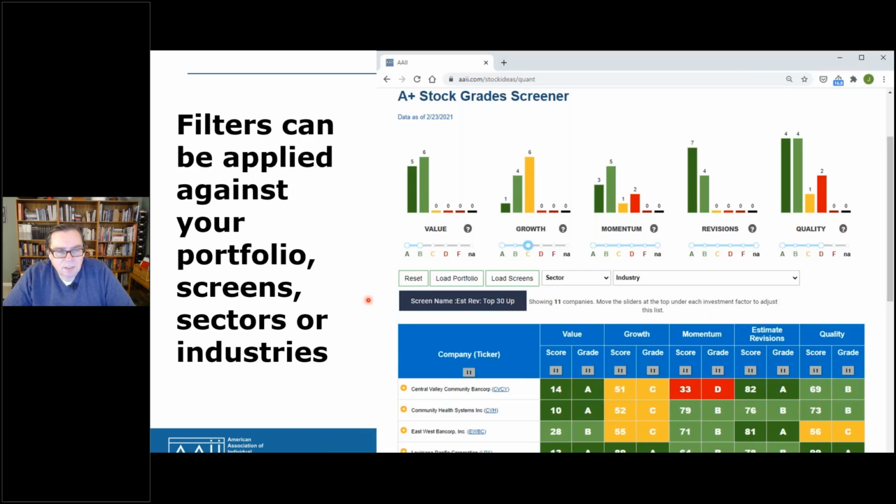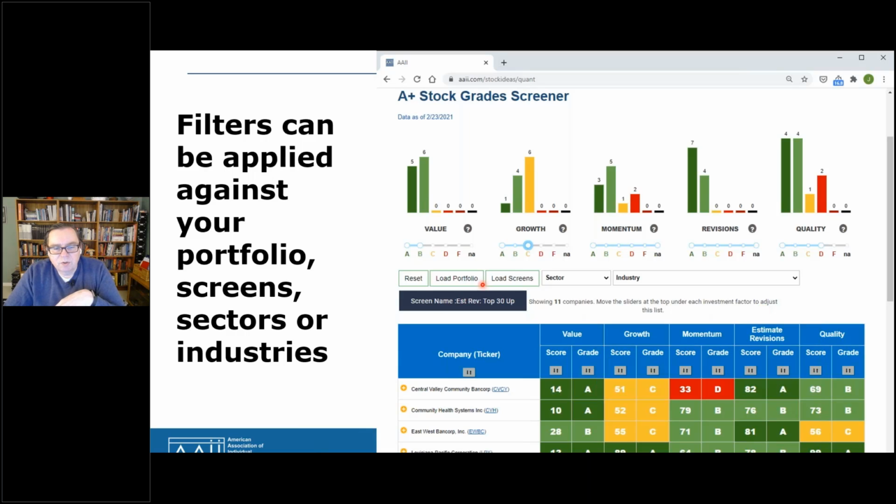So in this case, I went ahead and selected the estimate revision top 30 screen. These are the top 30 companies as far as revisions recently. I required that the value be A or B or better, the growth be at least a C, and the quality be at least a D. That left me with 11 companies, and that gives me the ability to take some screens and do some additional filtering on them. So I think it's a very powerful tool.